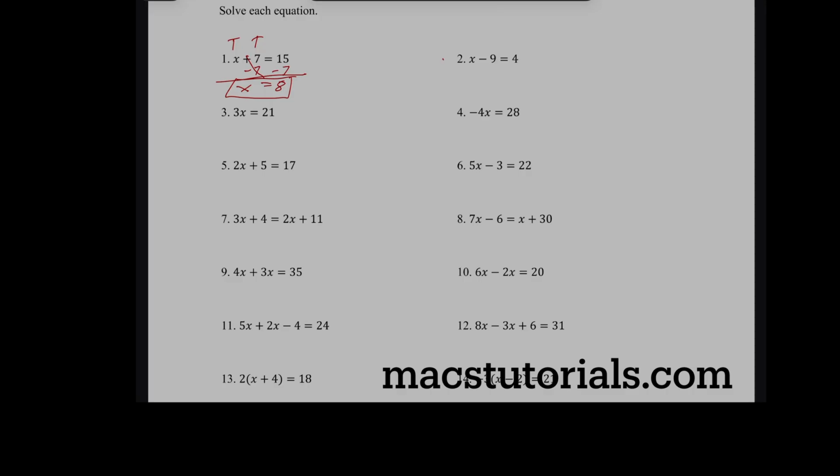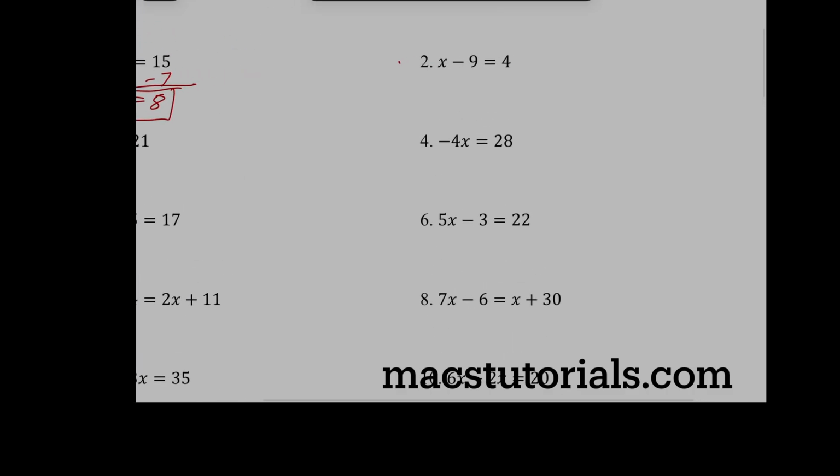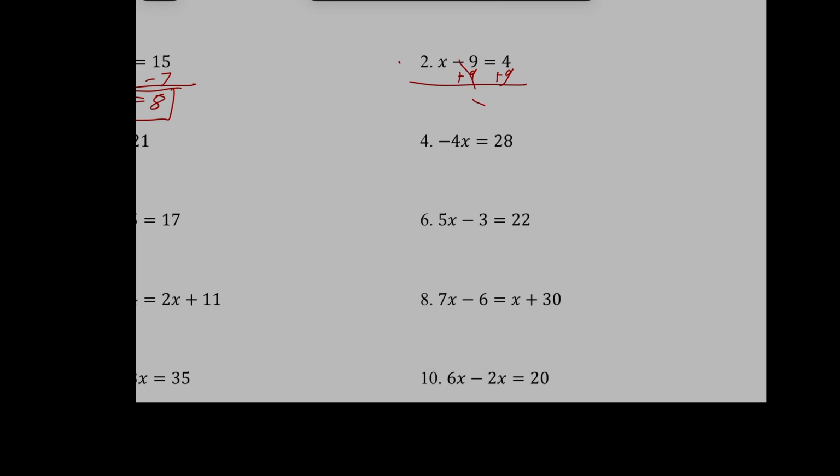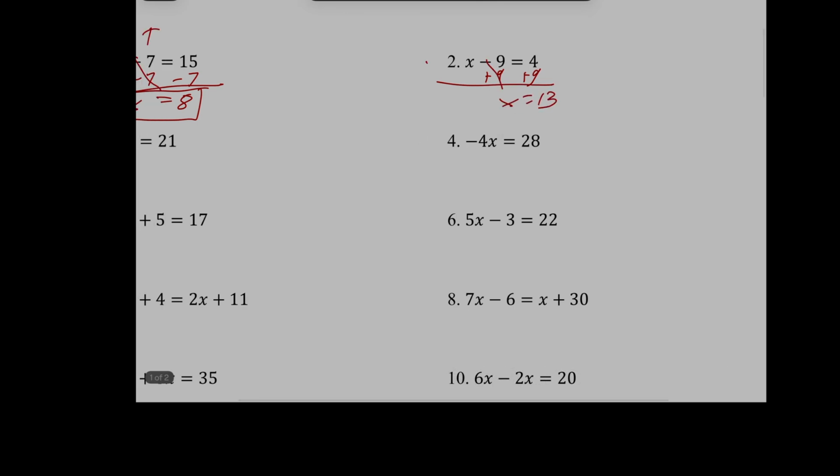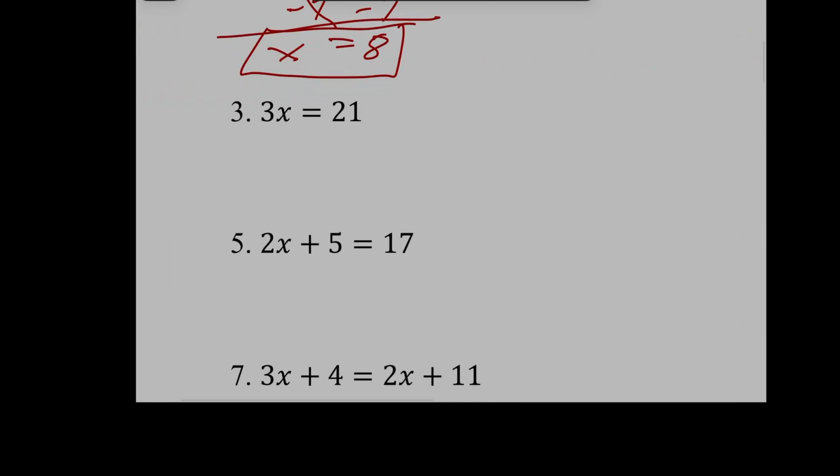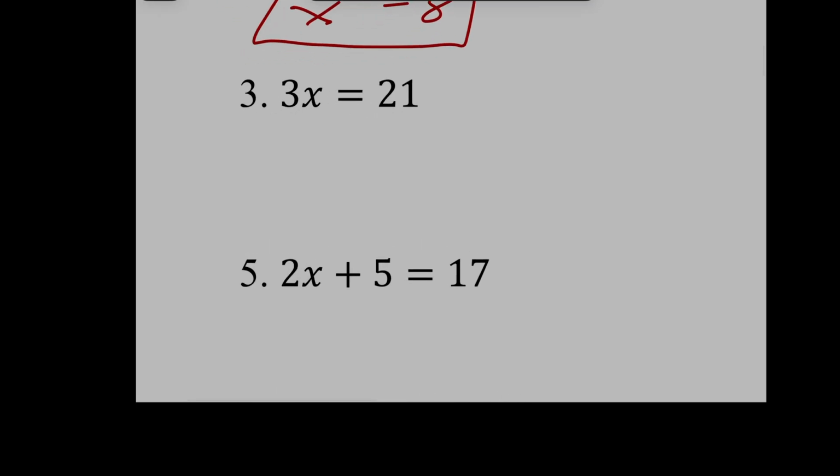Number two is also a one-step problem because it's x minus 9, so just add 9 to both sides. Boom, done, x equals 13. Okay, you know what? I'm going to just go down a column because it'll make it a little bit easier for doing this. Okay, this is a one-step problem. What's the 3 doing to the x? It's multiplying, so I'm just going to divide, and then they cancel out. x equals 7.